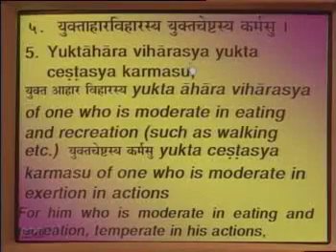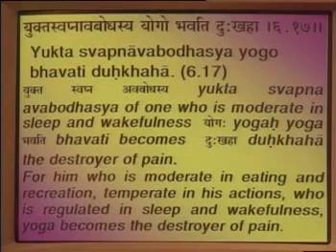And then we go to the fifth limb of the Bahiranga Yoga, that is Pratyahara. How does Krishna describe Pratyahara? Yuktahara viharasya yukta cheshtasya karmasu, yukta swapnavabodhasya yogo bhavati dukkhaha. Yukta ahara, moderate in eating.